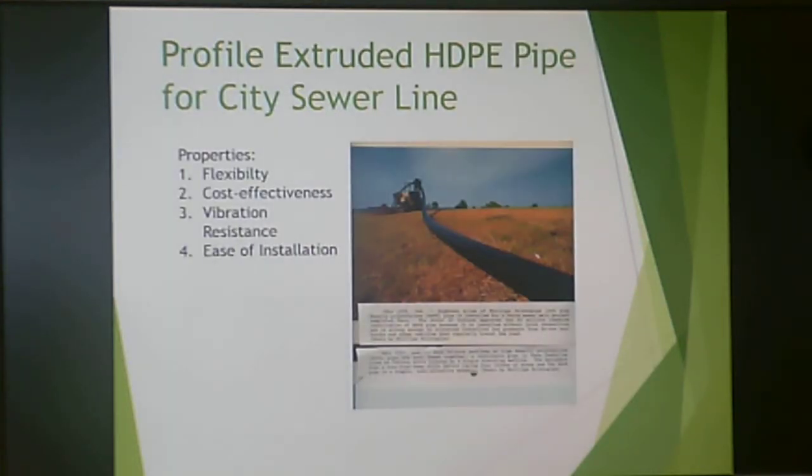This is an extruded pipe for a city sewer line. These are flexible, very cost effective. They can withstand a lot more vibration resistance than traditional metal pipes, and they're a lot easier to install.